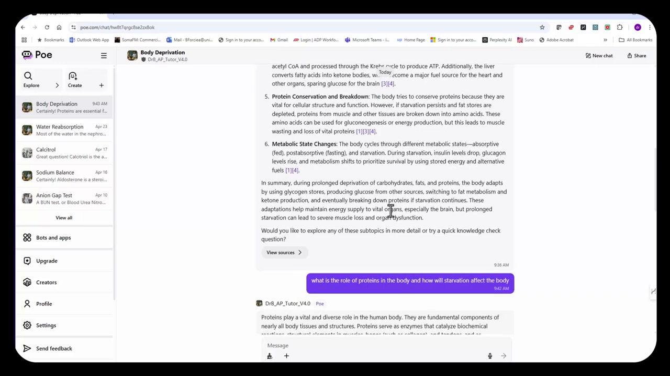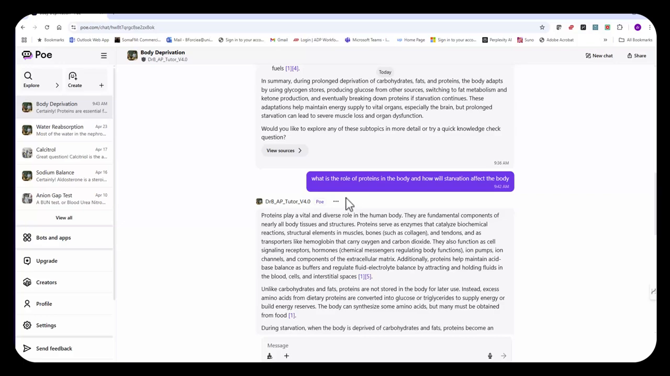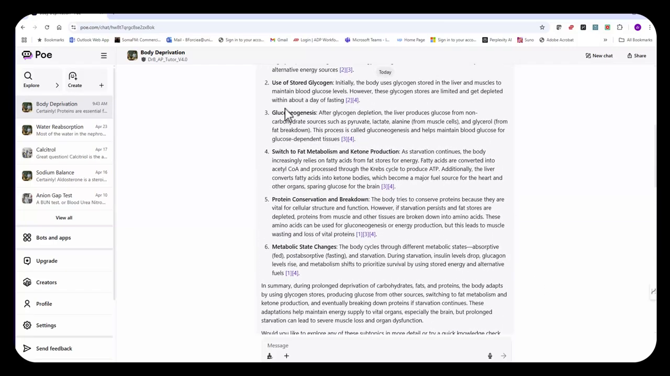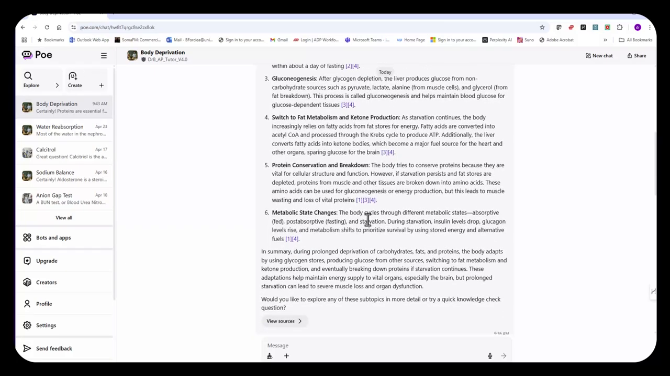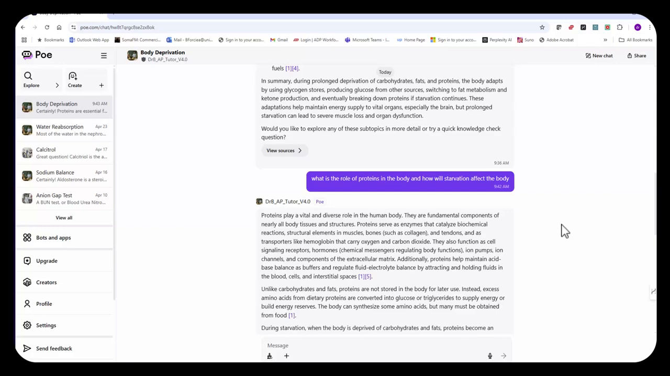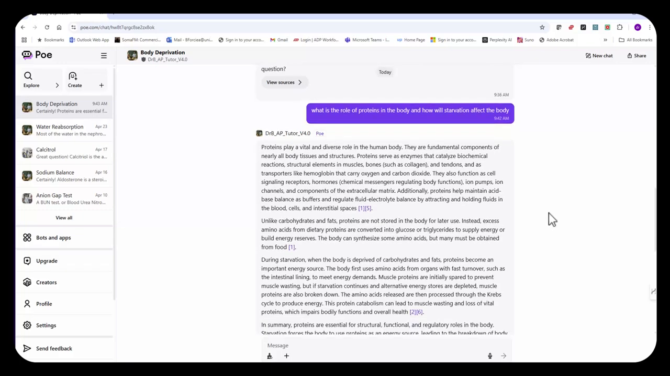I wanted to learn more about proteins, so I asked it, what is the role of proteins in the body and how will starvation affect the body? Now, you can drill down on any of these concepts. Let's say you don't know what gluconeogenesis is. You could say, what is gluconeogenesis? You can get it to explain it to you at any level, like explain gluconeogenesis at a third grade level. And it will tell you at any level. You can interact with it, ask it any questions, just as if you had your own personal tutor.